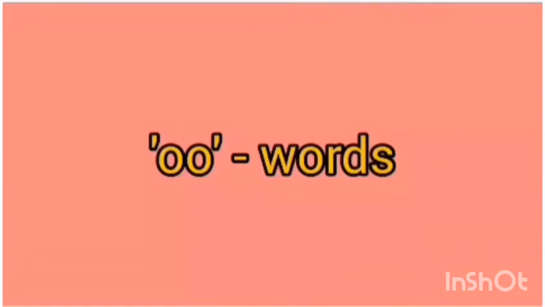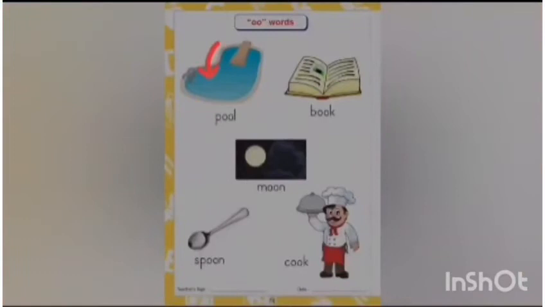Double O words, and the sound of double O is oo. Pool, pool. Book, book. Moon, moon. Spoon, spoon. Cook, cook.